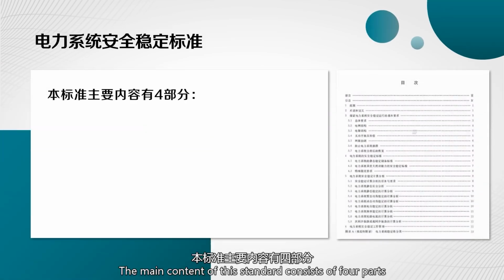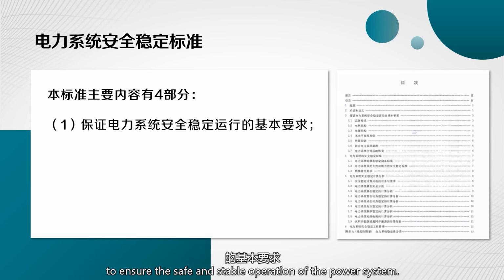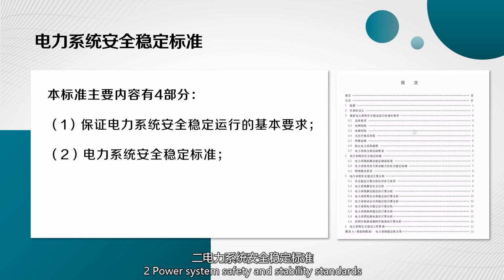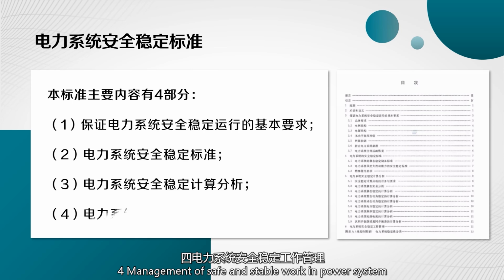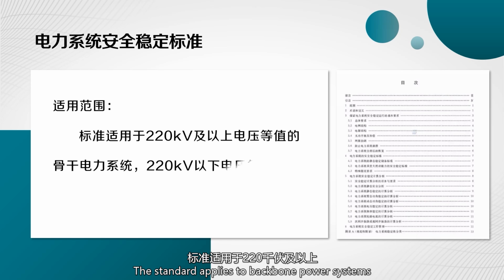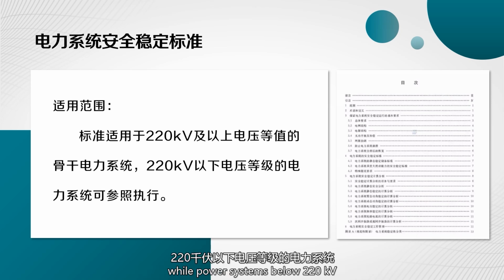The main content of this standard consists of 4 parts. 1. Basic requirements to ensure the safe and stable operation of the power system. 2. Power system safety and stability standards. 3. Calculation and analysis of power system safety and stability. 4. Management of safe and stable operation of the power system. The standard applies to backbone power systems with voltage levels of 220 kV and above, while power systems below 220 kV can adopt these standards as a reference.